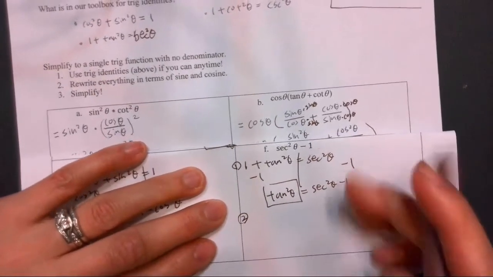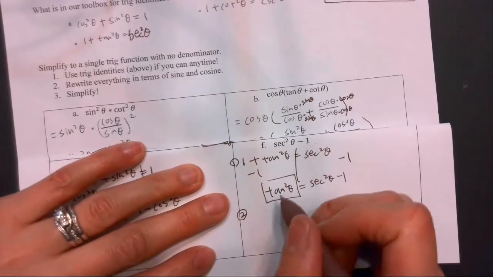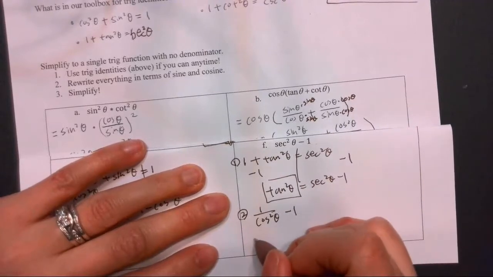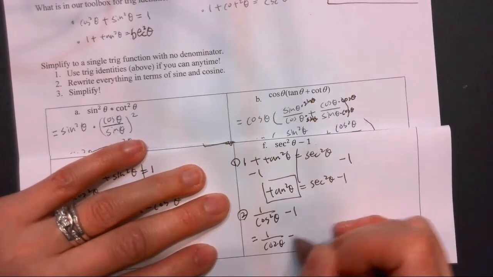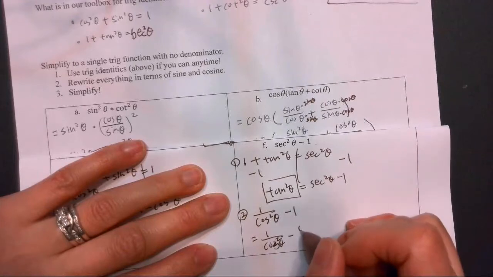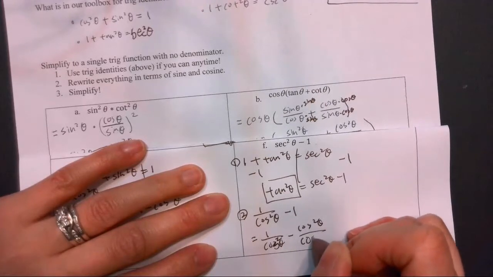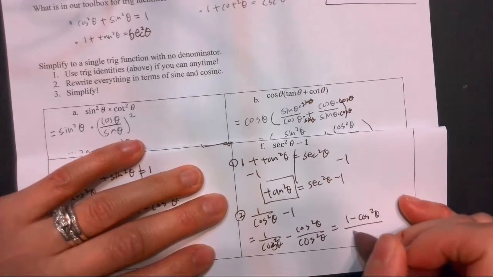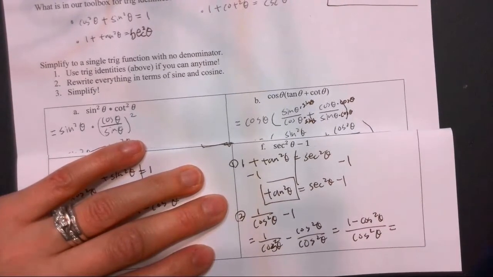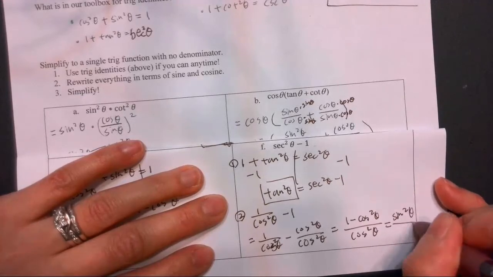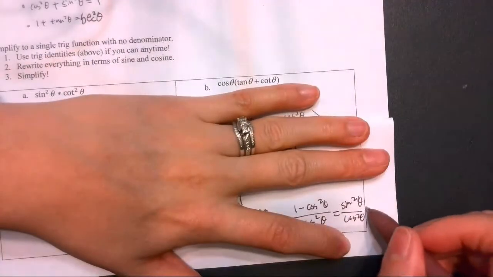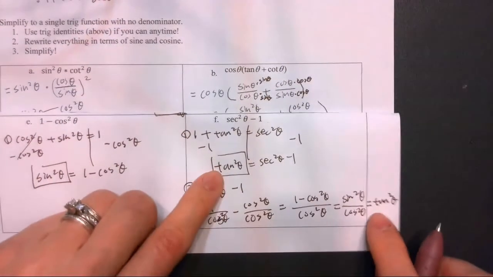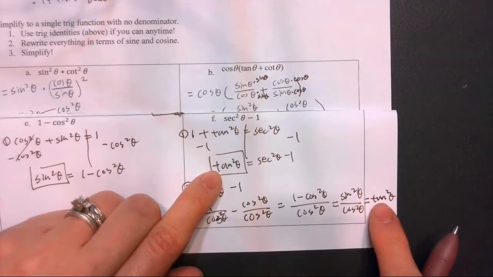Let's say you forgot. Can you still do it? Yes. Rewrite everything in terms of sine and cosine. Secant is 1 over cosine, minus 1. So 1 is going to be cosine squared theta over cosine squared theta, since I need a common denominator, and then combine my numerators together. What's 1 minus cosine squared? That's sine squared theta. And what's sine over cosine? That's tangent, so tangent squared theta. Either way, you get the answer. Cool, isn't it?